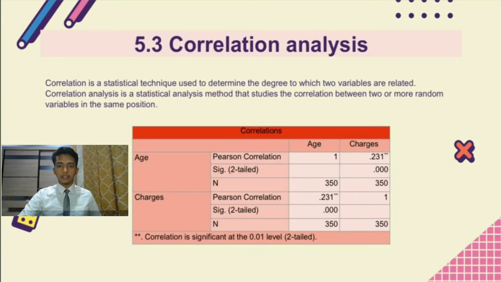Next, the correlation analysis. Correlation is a statistical technique used to determine the degree to which two variables are related. Correlation analysis is a statistical analysis method that studies the correlation between two or more random variables in the same position. Based on the Pearson correlation analysis using SPSS, we determine the relationship and the strength between the variables. A relationship occurs when a change in one variable tends to go along with a constant change in the other variable. During our study, we measure the correlation between the age and the charge.